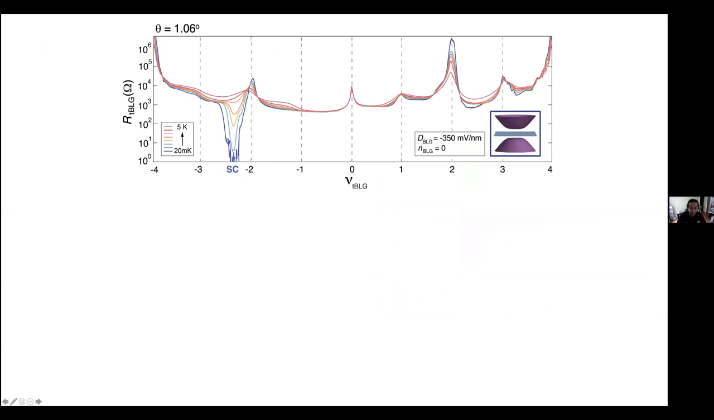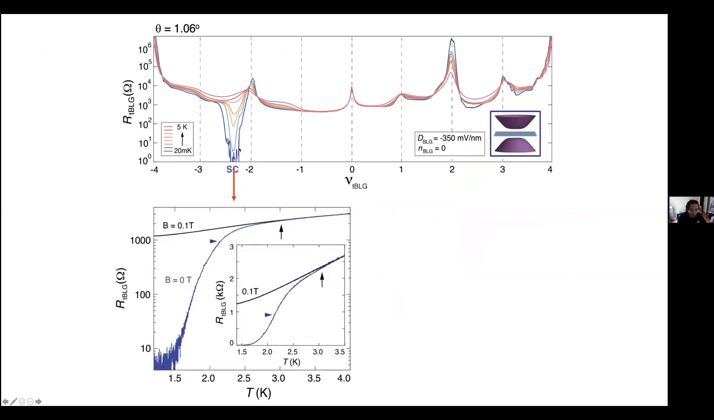When bilayer graphene is fully insulating, shown here, the longitudinal resistance versus filling fraction is plotted at different temperatures. For the superconducting phase, the resistance as a function of temperature is shown here. Superconductivity is suppressed when we measure at 0.1 Tesla. So the comparison between these two curves shows you where the superconductivity onsets, at about 3 Kelvin. And if we use the convention that everybody has been using, where 50% of the normal state resistance is defined as Tc, that's about 2.2 Kelvin, which is very consistent with previous observations in samples with similar twist angle, and the twist angle here is 1.06 degrees.